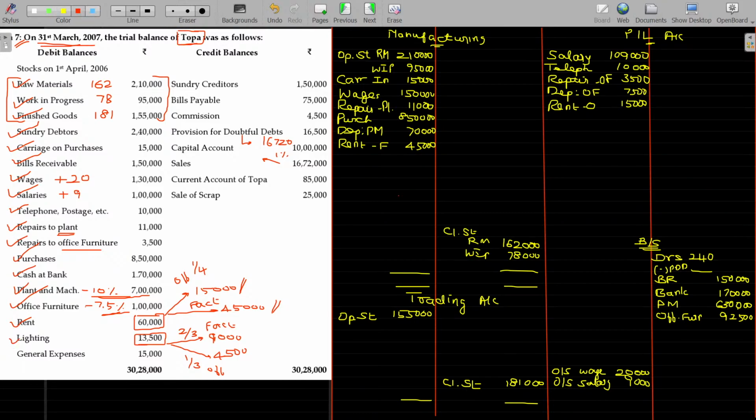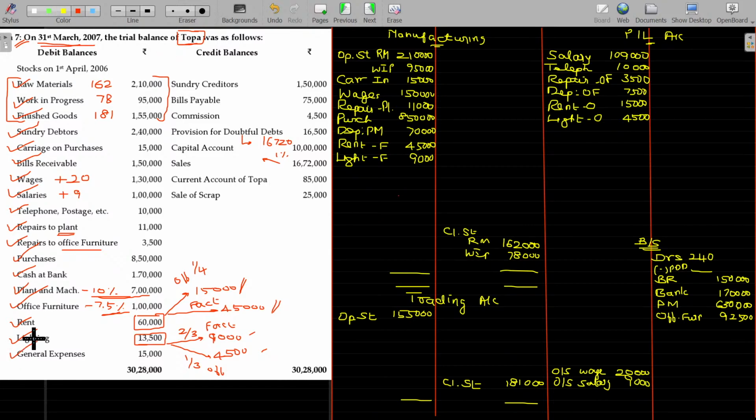Then lighting is also segregated this way: 9,000 for factory, 4,500 for office. So the lighting will go to the manufacturing account debit side. Lighting, factory, 9,000 rupees. And lighting in the debit side of P&L account will be 4,500.